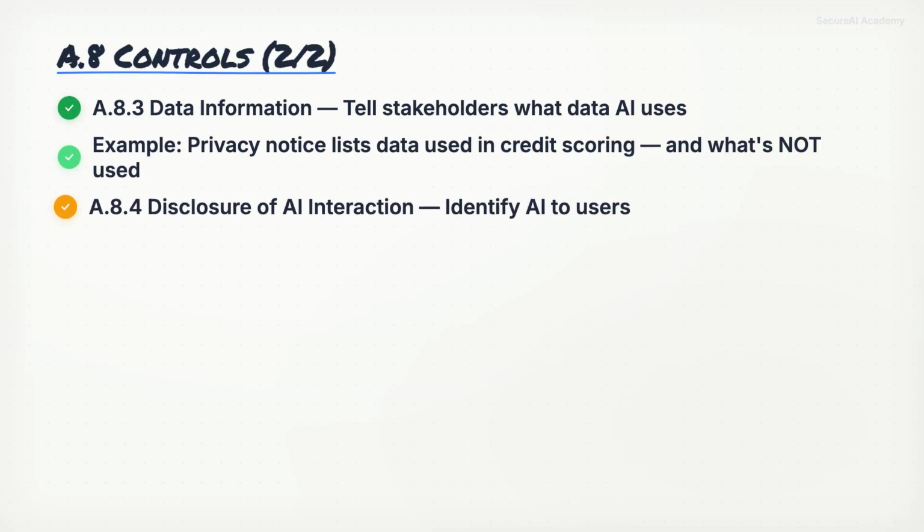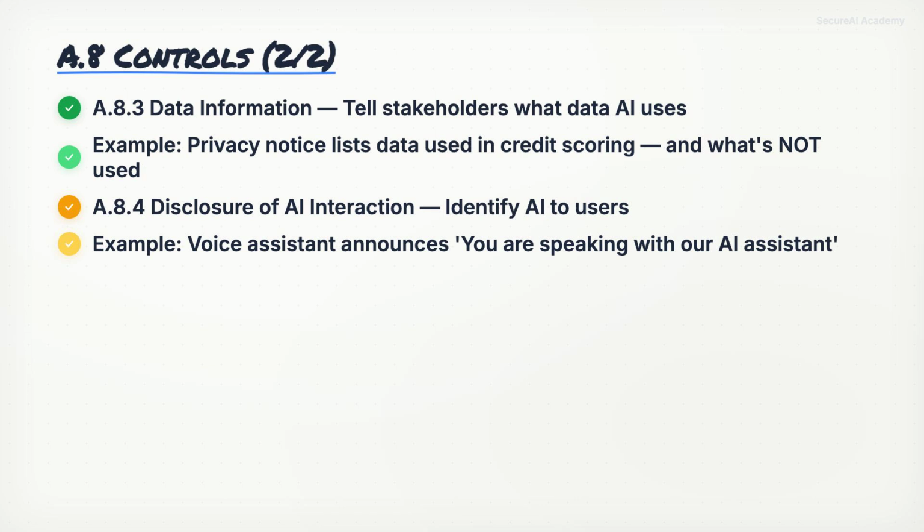Control 3. Providing information about data. Tell stakeholders what data your AI uses. Example: the bank's privacy notice includes an AI section. We use your transaction history, credit bureau data, and employment information in our credit scoring model. We do not use social media data, biometric data, or data about your family. You have the right to request what data was used in your specific decision.